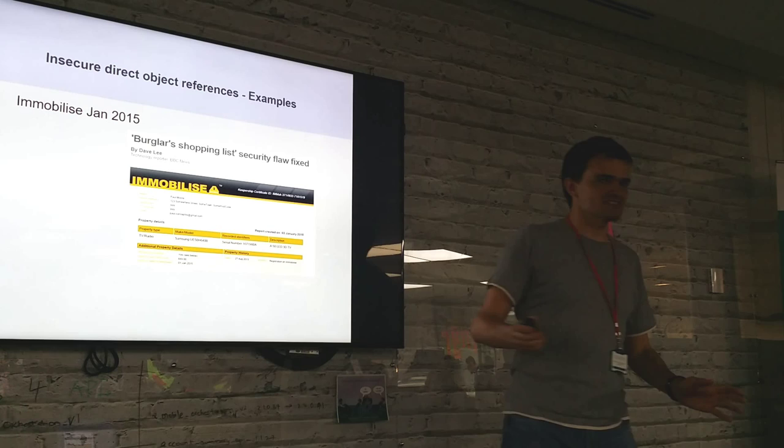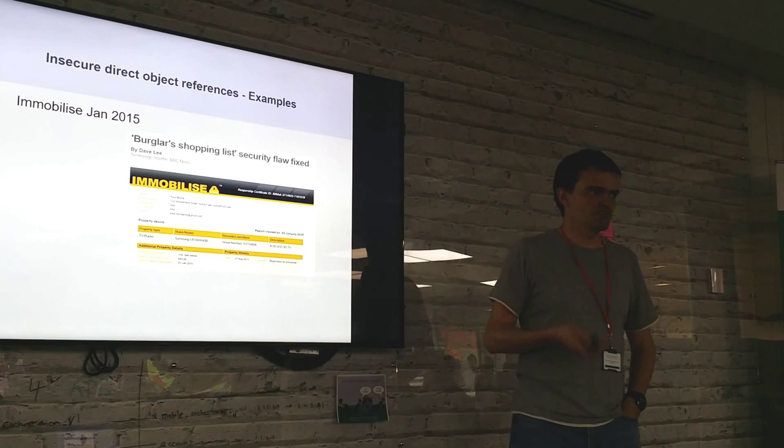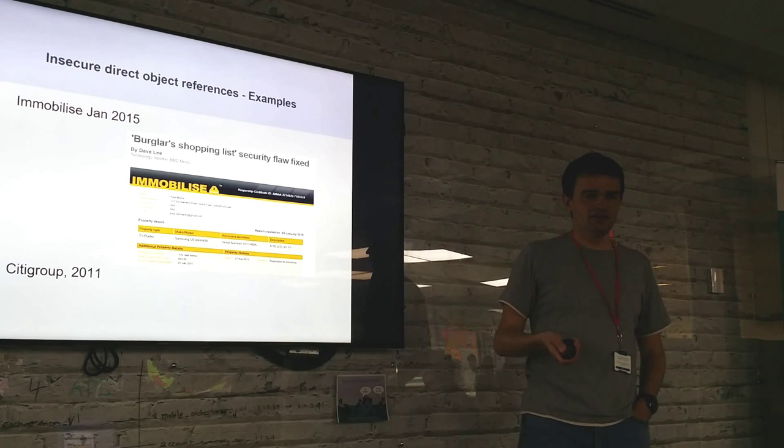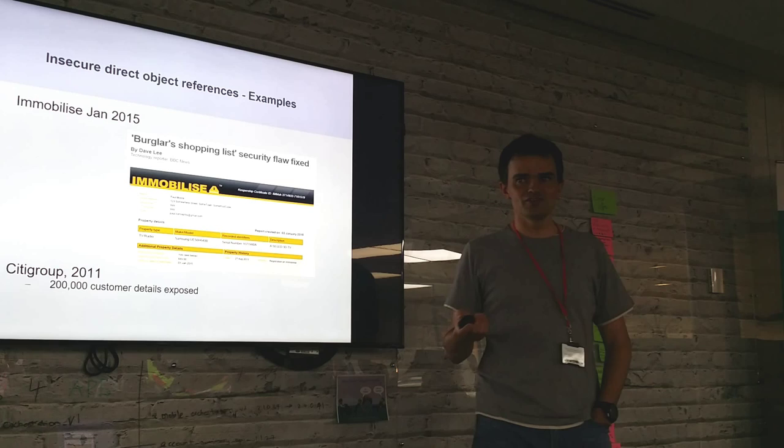They got on top of that pretty quickly. But that's a good example of an insecure direct object reference. Citigroup, a bank, lost loads of account information details by not checking the user should be there.